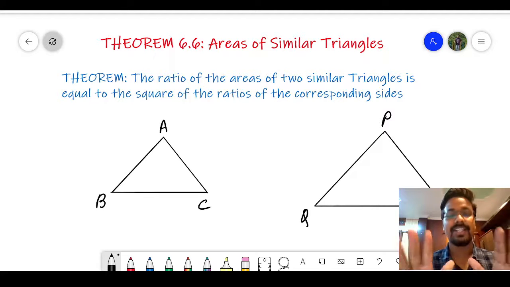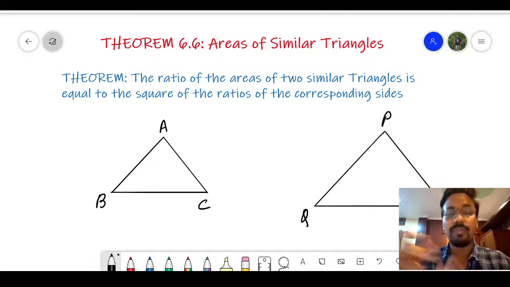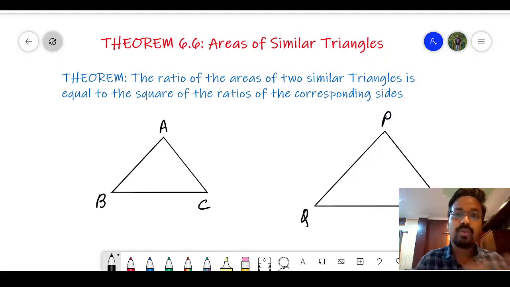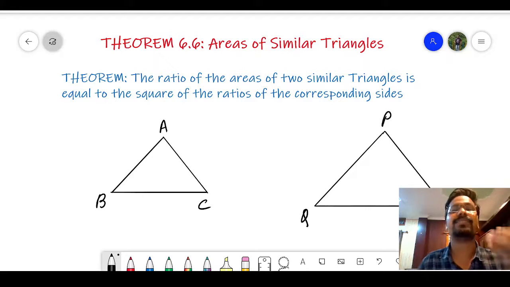As you can see on the whiteboard on the screen, the theorem is: the ratio of the areas of two similar triangles is equal to the square of the ratios of their corresponding sides. Now this is the statement. What does this mean? Look into the diagram. We have two triangles, triangle ABC and triangle PQR.